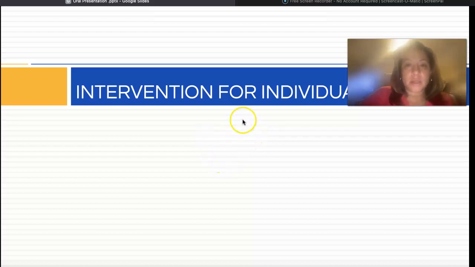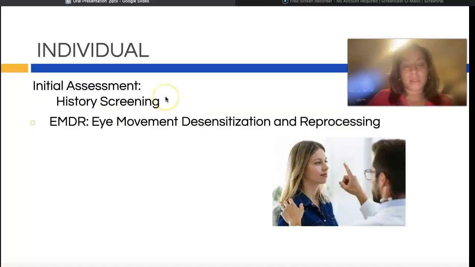Based on Sarah's history and really the biopsychosocial assessment that was reviewed earlier in the presentation, we decided that the part of trauma treatment that we explored was the EMDR processing module. And generally, the assessment would start with a history screening.